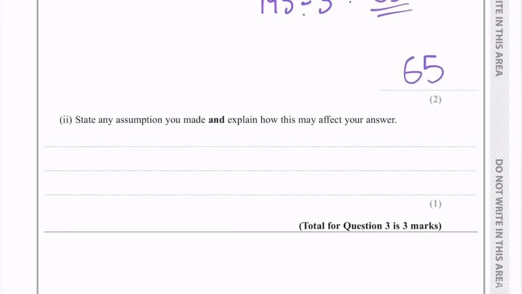Now part B touches on something I've already mentioned. It says state any assumption that you've made and explain how this might affect your answer. Well, we assume that the sample represents the rest of the school or the rest of the students.